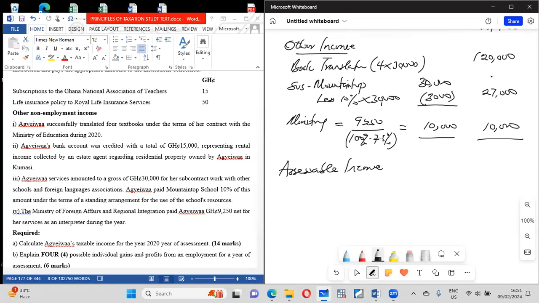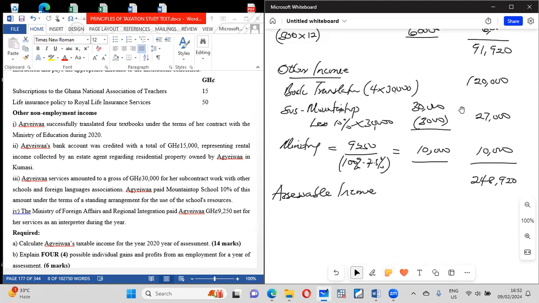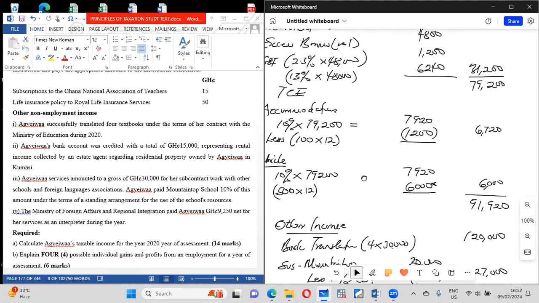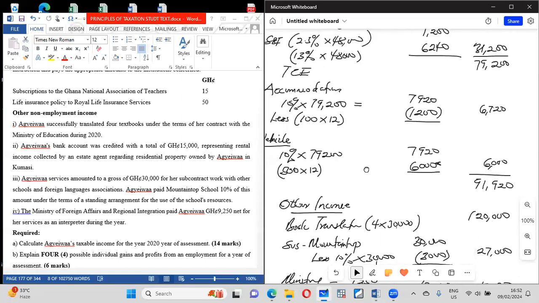So if you add all these things up, I'm having 248,920. All right. If I add everything up, that is that. Let's go to the reliefs. For the relief, you have to be careful and deduct the employer's and the employee's SSF. The employer one, we just used to determine the total cash emolument, so we have to deduct it out again. That was 6240.